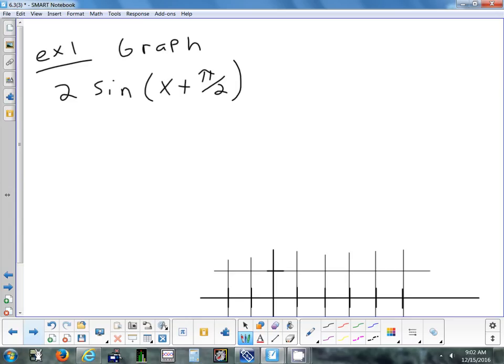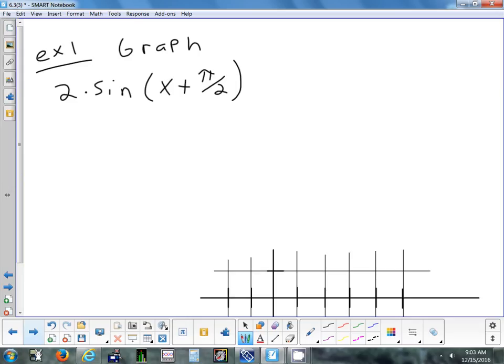All right, so let's just start by identifying how many transformations we have and what they are. So how many transformations in this problem? Two. Okay. What is the first one we're going to do? Nick? We're going to do a phase shift. And then what about the two in front? Vertical stretch. That's a vertical stretch. All right. So we do them exactly in the order that Nick said. Do the phase shift first.